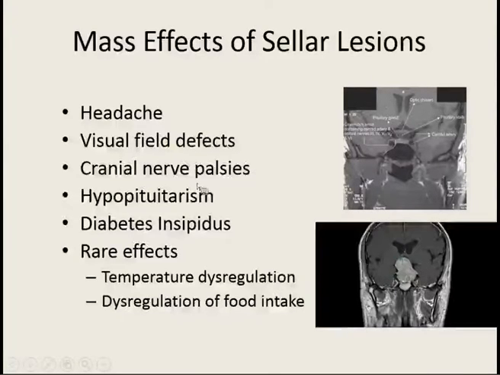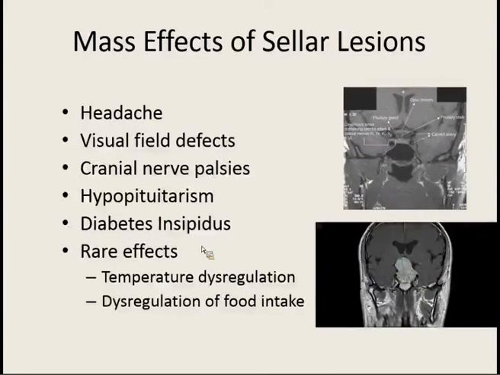Visual field deficits, we talked about cranial nerve palsies, again, with that quick expansion. You don't necessarily have to have invasion of the cavernous sinus. You could just have a bowing of the medial wall of the cavernous sinus, and that patient can present with ophthalmoplegia.